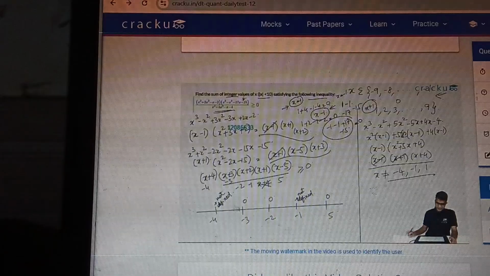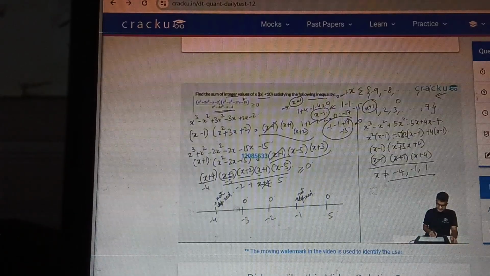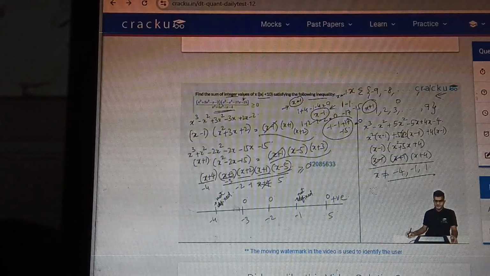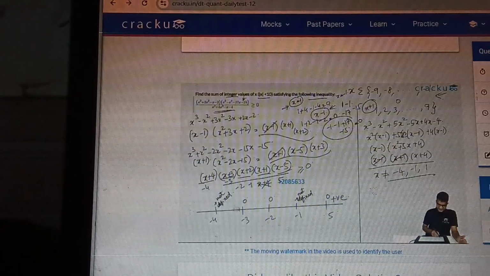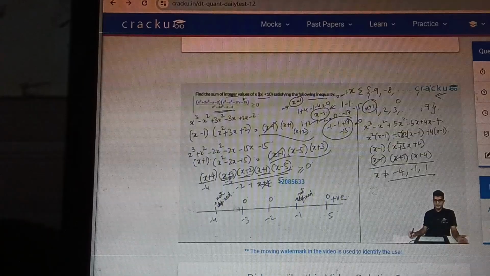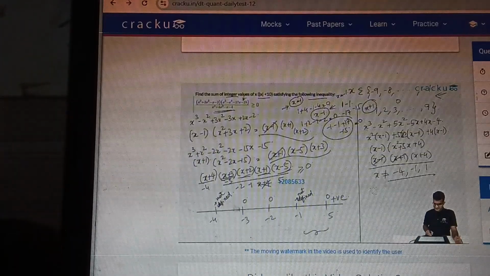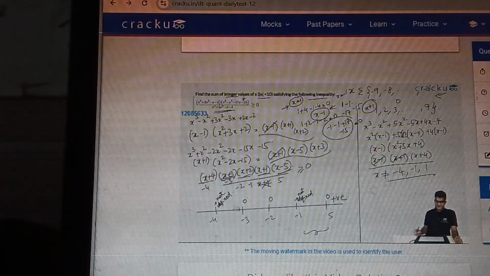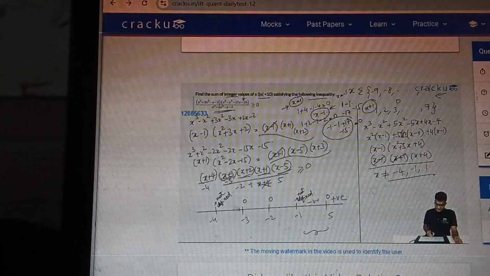Next, let us assume that x is greater than 5. If x is greater than 5, all of these 5 terms will be positive. So the overall product will be positive. If x lies between minus 1 and 5, 4 terms will be positive. They are x plus 4, x plus 3, x plus 2 and x plus 1. They will be positive if x is lying between minus 1 and 5. But x minus 5 will be negative. So the overall product will be negative.